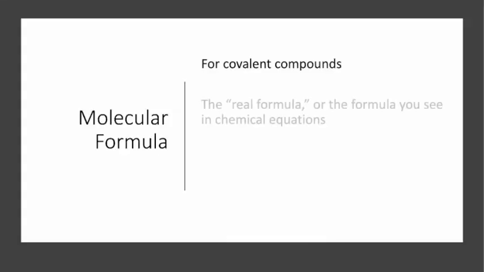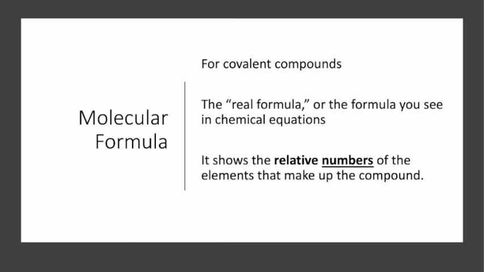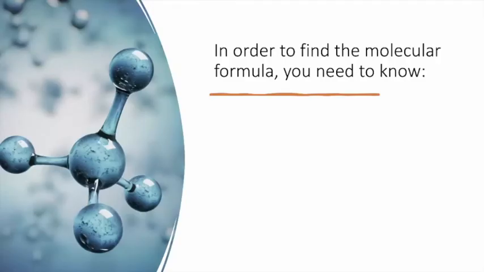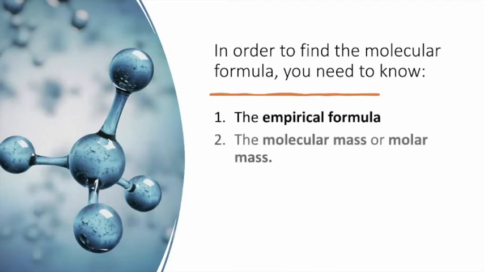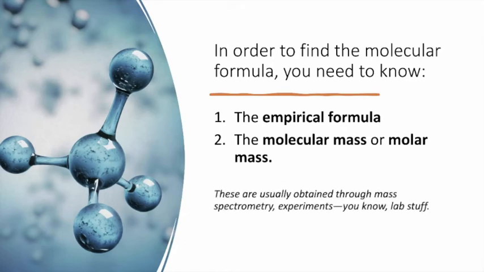Now, the molecular formula is the real formula, the one we see in chemical equations, how the molecule is put together. This shows the actual numbers of the elements that make up the compound, not just the proportions. In order to find the molecular formula, we need to know the empirical formula, and we also need to know the molar mass of the compound or the molecular mass. Remember, there's a one-to-one translation between molar mass and molecular mass. We're just going from AMUs to grams. Molecular mass data is often found through mass spectrometry experiments and similar things.